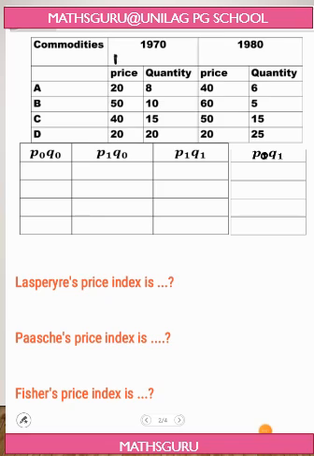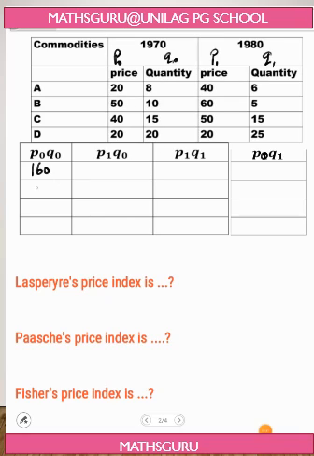Remember, we have this as the base price, the base quantity, the current price, and the current quantity. So we're going to use this table for our analysis. P sub 0 Q sub 0 here simply means base price multiplied by the base quantity. The base price here is 20 and the base quantity is 8. So 20 times 8, we're going to have 160.